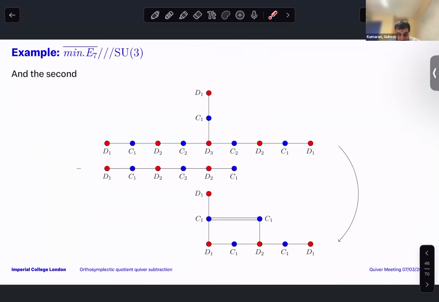Okay. And then likewise, I can just go across. In this case, I need to rebalance this C1 and this D2 simultaneously, which gives me this C1. And I introduce two edges because I subtract D2, 2 ranks, from this D3. So I need to give it 2 more flavors, which is why it has 2 lines here.